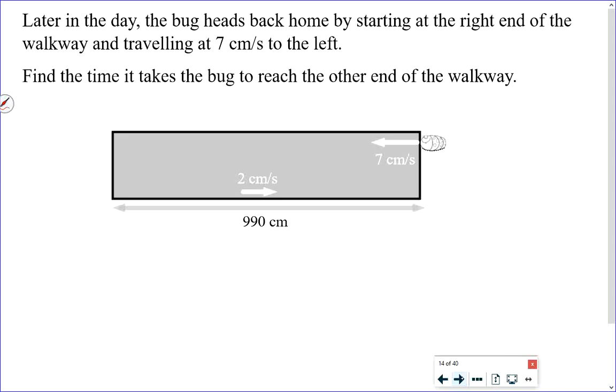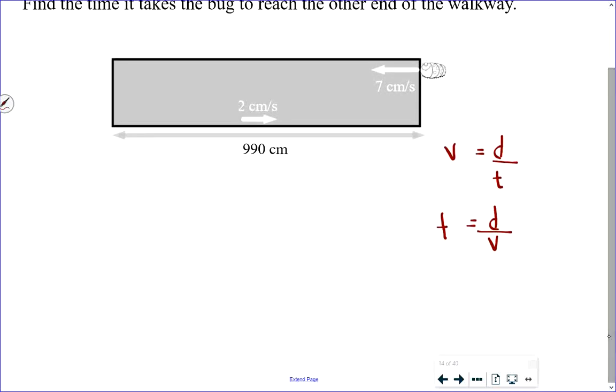But we know, because we're smarter than this bug, that when we use speed equals distance over time, and time equals distance over speed, we're going to still have that 990 centimeters, but this time we're only going to divide by 5 centimeters per second.